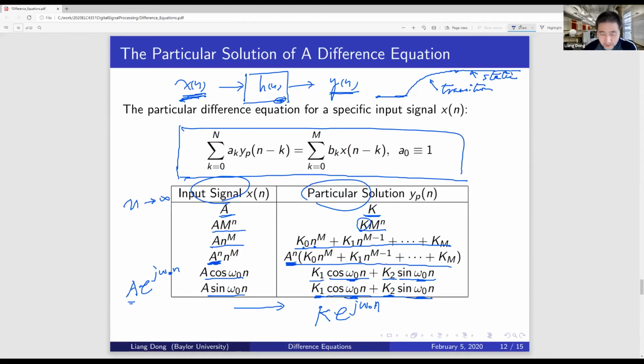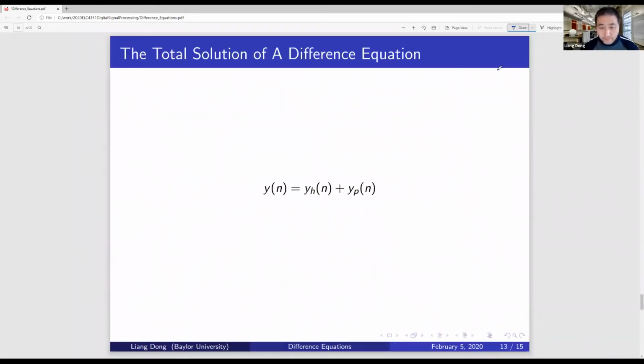Now, in this case, because everything is complex, my constant, this unknown K, is also a complex number. If it's a complex number, you have two unknowns: the real part and imaginary part, or the magnitude and the phase. Indeed, I need to solve for two unknowns anyway if you are dealing with a frequency. Okay. So these are the particular solutions that follow the format of the input signal.